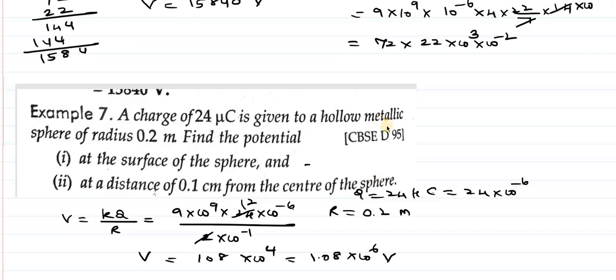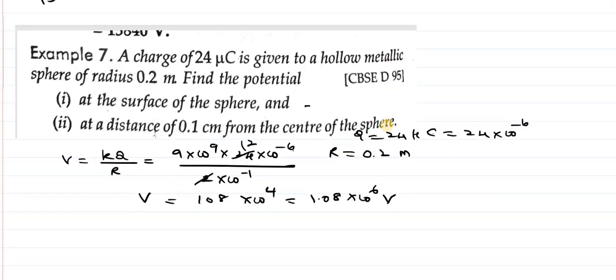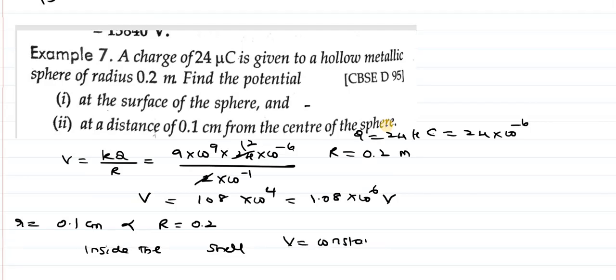At a distance of 0.1 centimeter, which is very much less than the capital R of 0.2 meter, we are inside the sphere, inside the shell. So the potential is constant, and the V value is 1.08 into 10 to the power 6. Now you write, all of you.